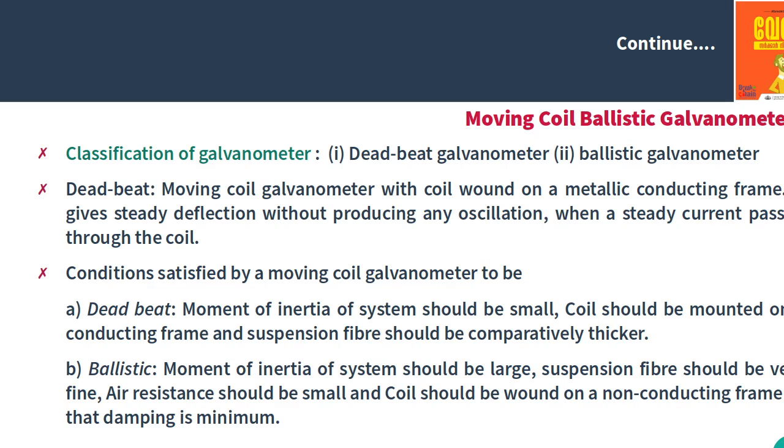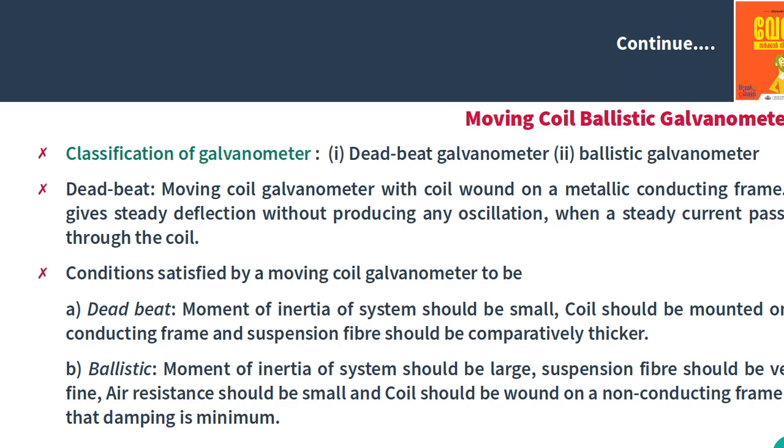And for becoming a ballistic galvanometer, what are the conditions that we already learned? Once again, we will go through that. That is, the moment of inertia of the system should be large. Why? If it is large, then the time period of oscillation will be large. The second condition that we learned is the suspension fiber should be very thin, for the restoring torque, so the suspension fiber should be very fine. And the third one is the air resistance should be small and the coil should be wound on a non-conducting frame so that damping is minimum.